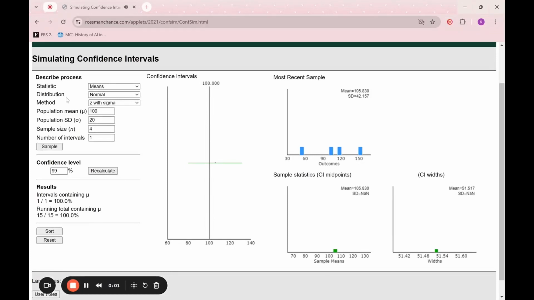This is my stats project. You're going to do means, normal, z with sigma, your mu 100, standard deviation 20, n is 4. Your number of intervals is going to be 1. And last but not least, your confidence interval is going to be 99%.